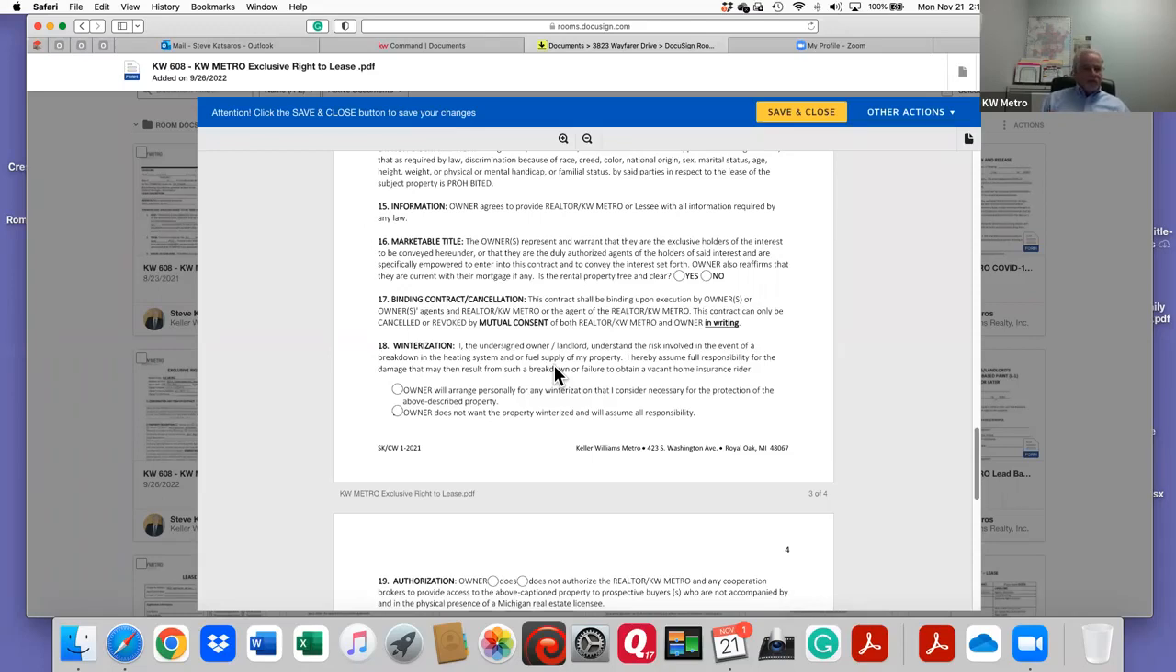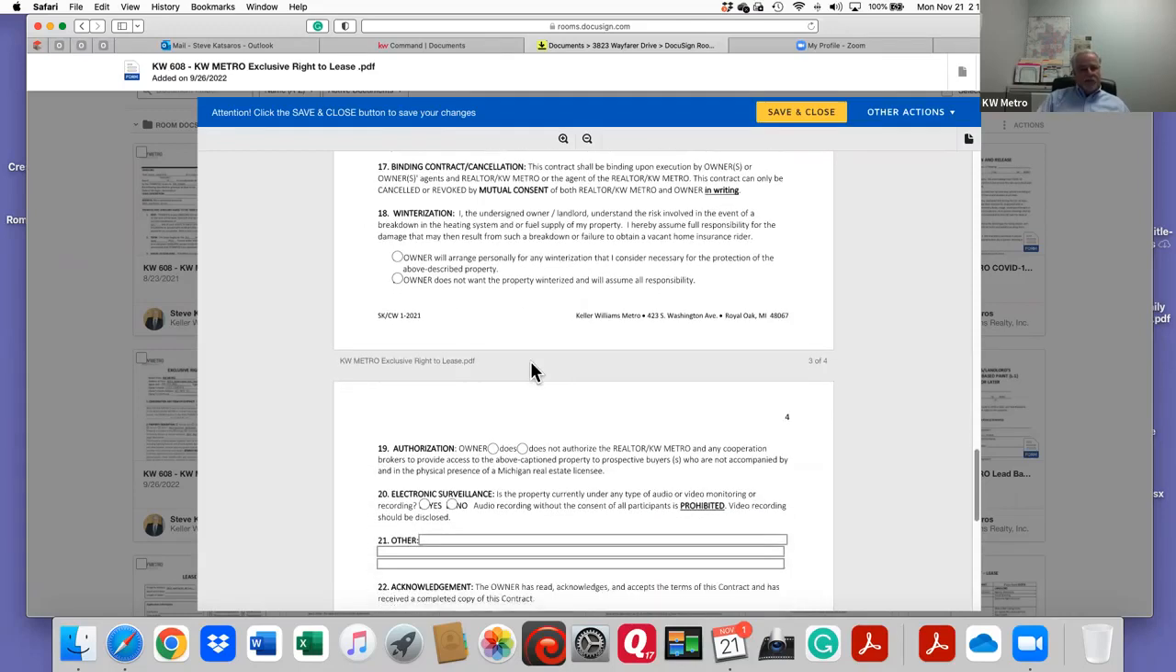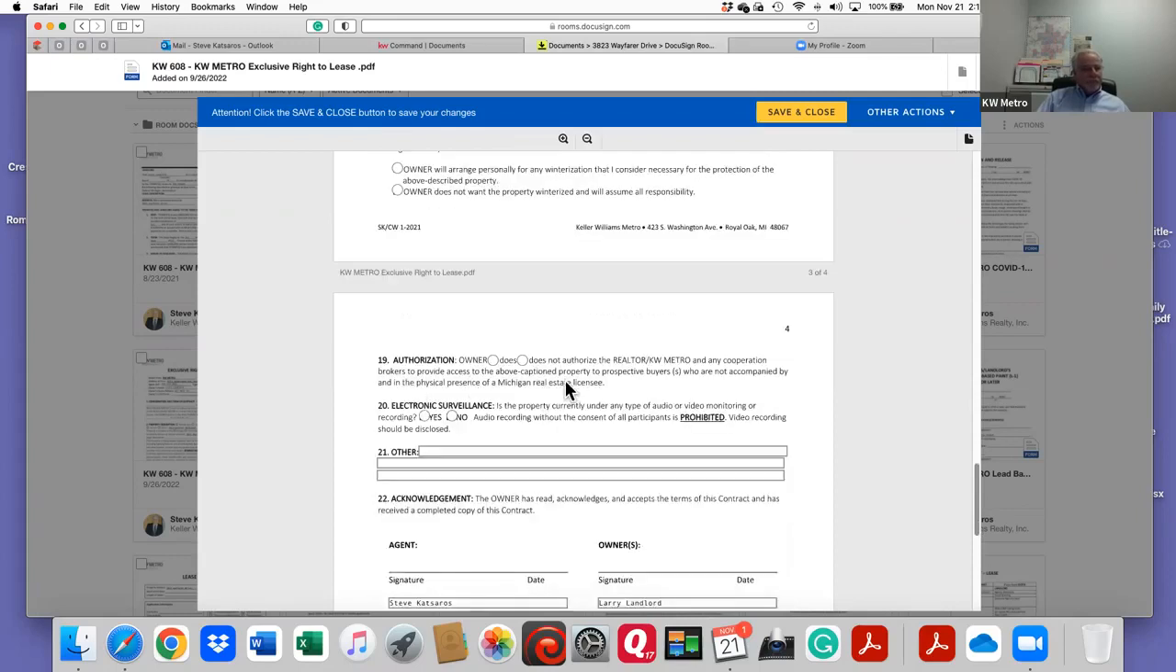But a single family residence, freestanding home, not sharing any common walls, it's good practice between basically October to March that the property gets winterized to protect the property. So we make the landlord sign off on that, so they can't come back and say, well, you never told me that, I didn't know I had to do that. So that's why it's included in here.